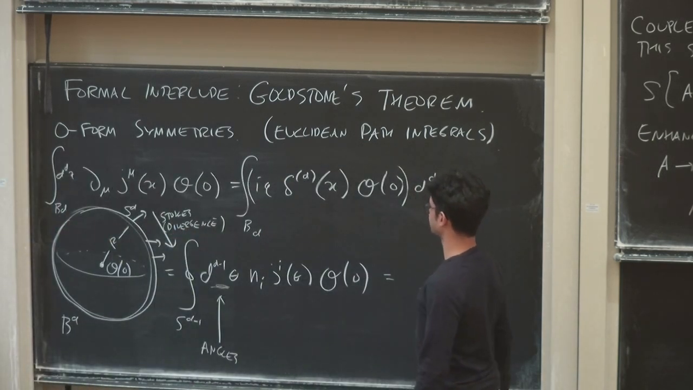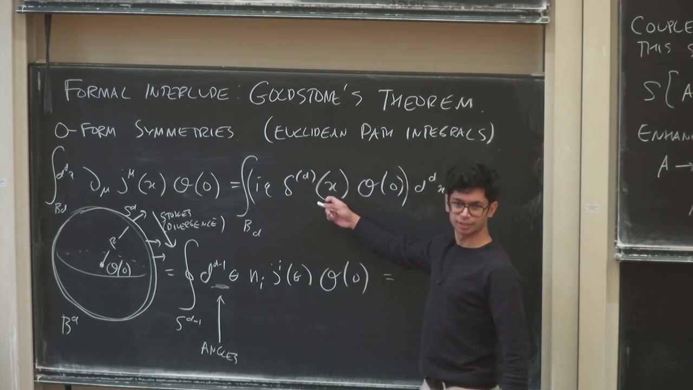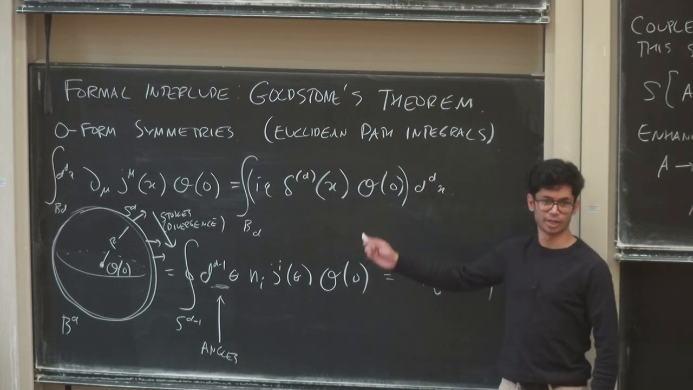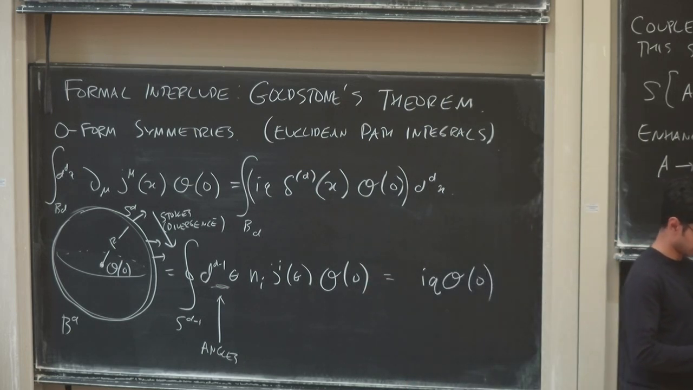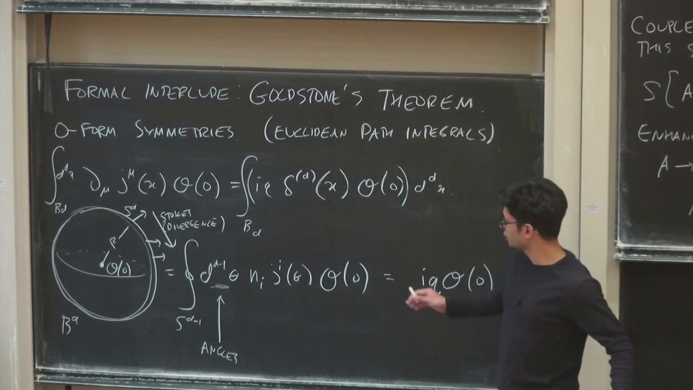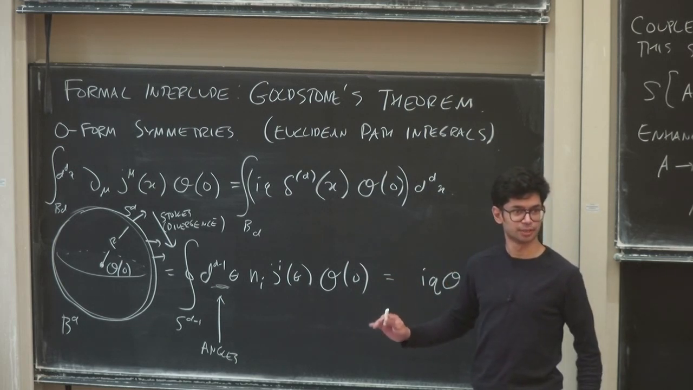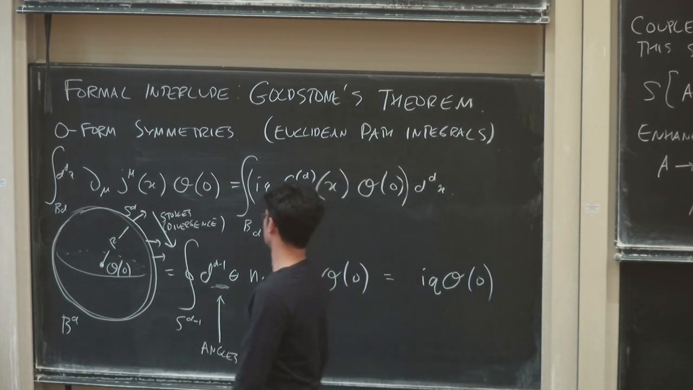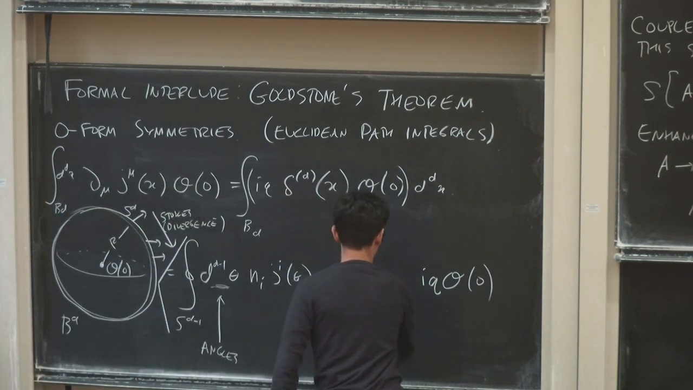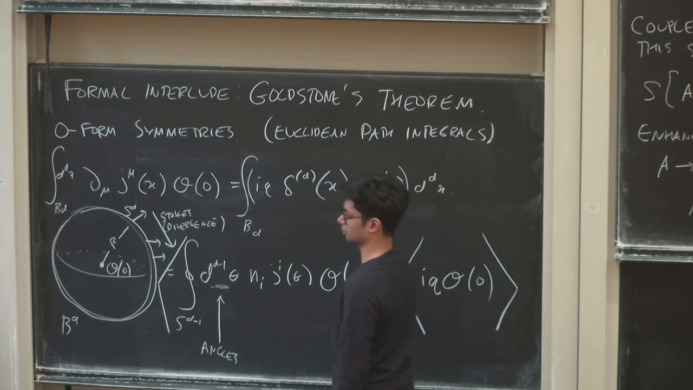And now how about the other side? On the other side, I'm integrating over the interior of the ball. The delta function, this is an easy integral. I get i times q times O of 0. It just gives me 1. Is everybody with me so far? Okay. So far, this is true in any theory. Now I'm going to take the expectation value on both sides.